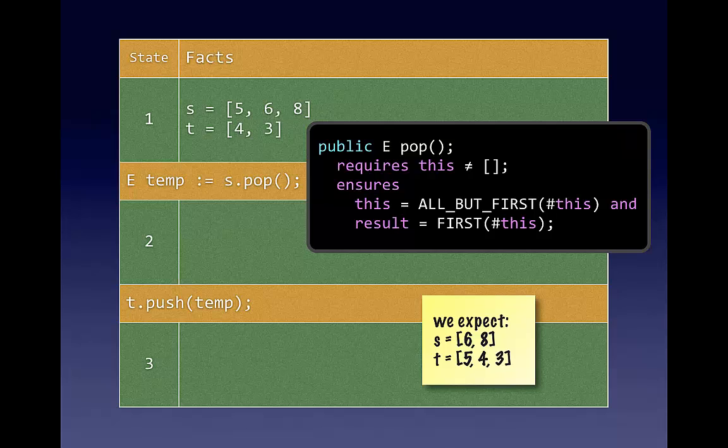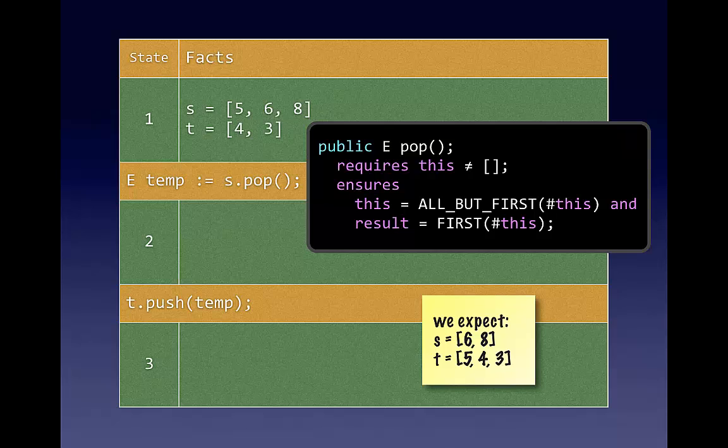Okay, let's move on. The ensures clause is a postcondition. A postcondition tells you what will be true after the operation is finished, provided that you called it correctly with arguments that did not violate the precondition. This postcondition says that the value of the current object after the call is equal to the value of the current object before the call, except that the first element has been removed.